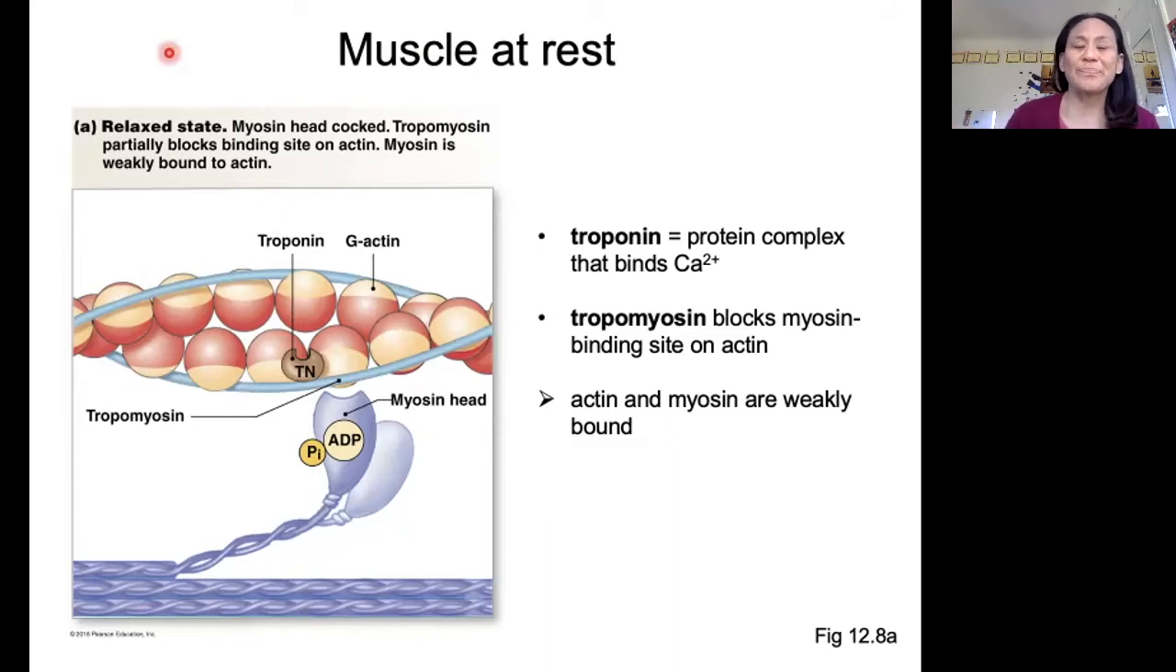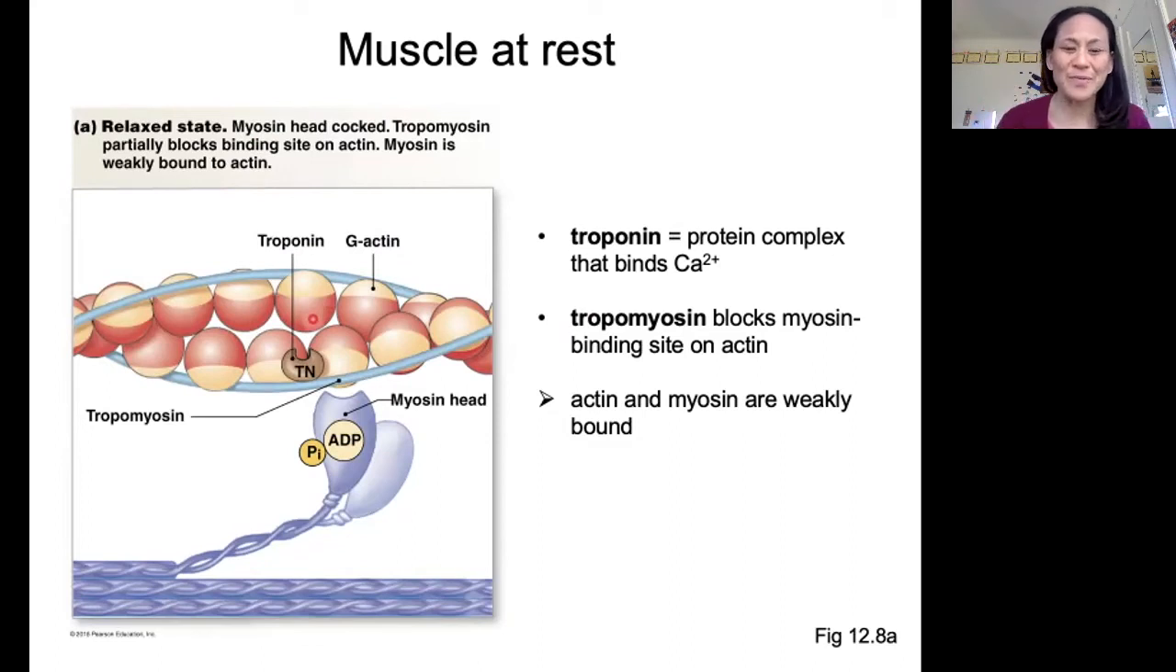Okay, so before we talk about what happens next, I need to orient you to what the muscle looks like at rest at the molecular level. Drawing your attention to this figure, up here is the thin filament made up of actin, right? And then down here, we've got the thick filament, okay? And then I want to remind you that we have these accessory proteins that are around the thin filament.